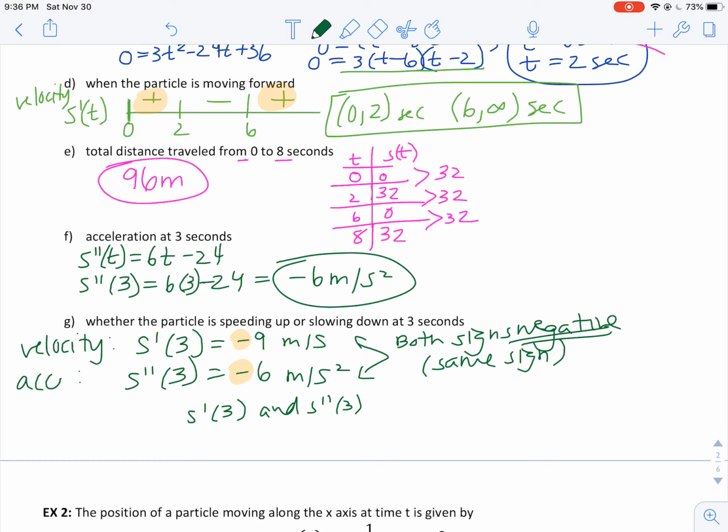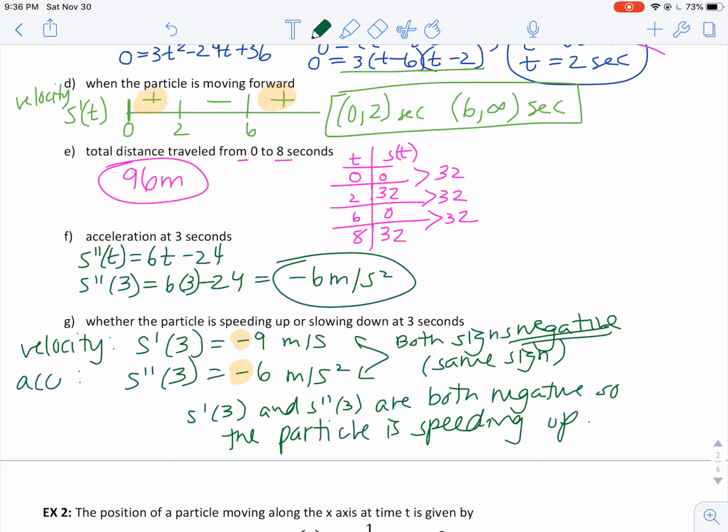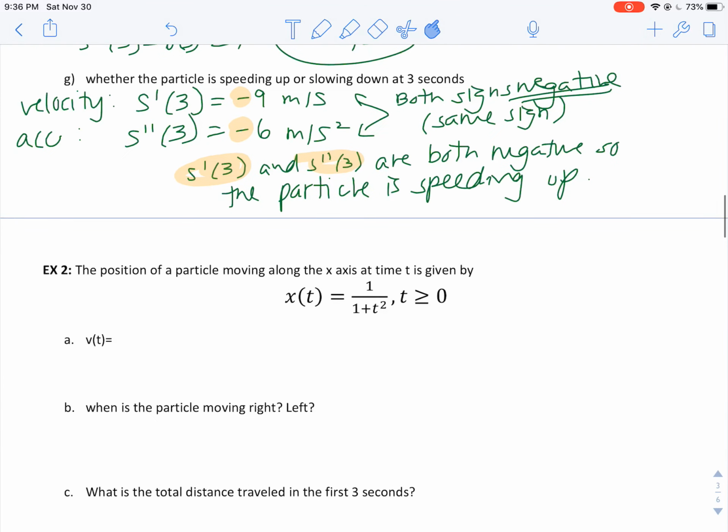I'm going to write out an explanation. S prime of 3 and S double prime of 3 are both negative. So the particle is speeding up. And notice I referred to our problem. I named this specifically. The function was s. I didn't just say velocity and acceleration, so that's important to remember to do.